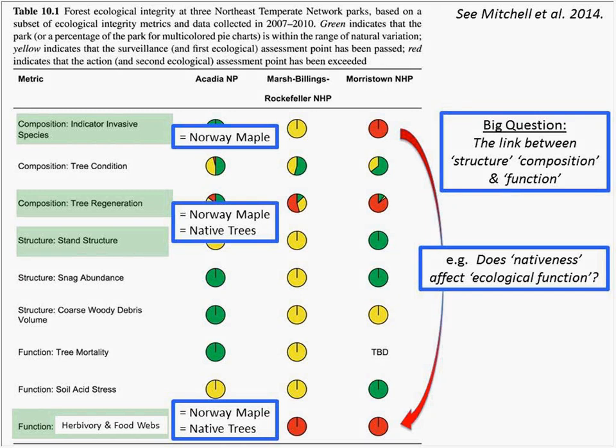And very importantly at the bottom is function. I think a lot of the work I've spent researching is the link between native plants and their ability to allow insects to eat them, and food webs. So we'll see this arrow, and this is a big question in ecology, the link between structure and function. If we don't have good structure, there's a good chance we'll get poor function. And so, for instance, does nativeness affect ecological function? This is the thing I'm very interested in.